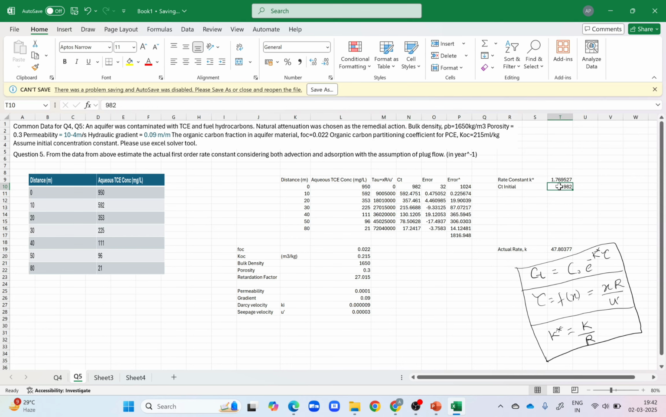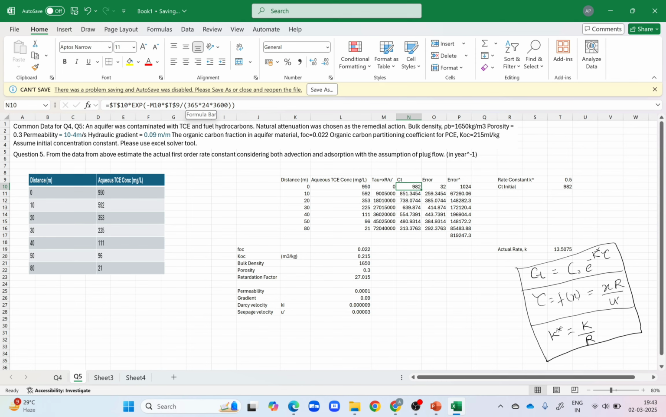Okay. So now we can find out the concentration at any time t. We have assumed the initial concentration as 982. So the concentration will be C naught e raised to the power minus K. K we can assume from here. Suppose we have assumed it as 0.5. We will divide it by 365 into 24 into 3600 because we have to find K per year. That's why we are dividing it with this value, because it is generally per second.